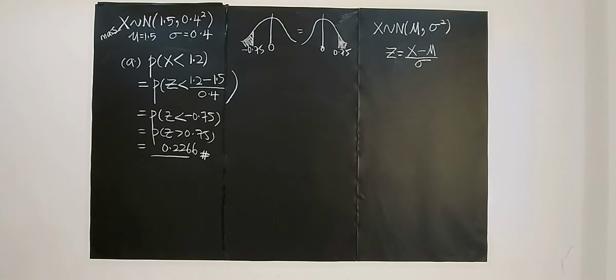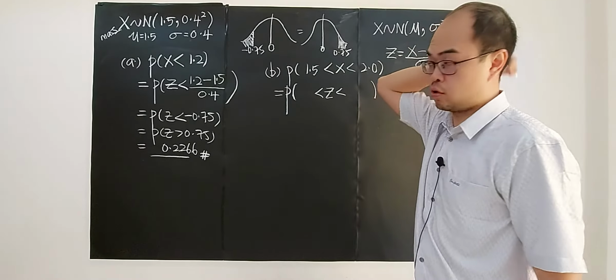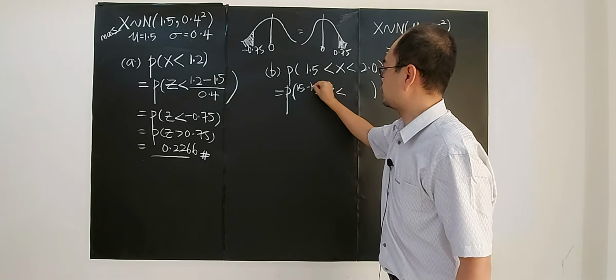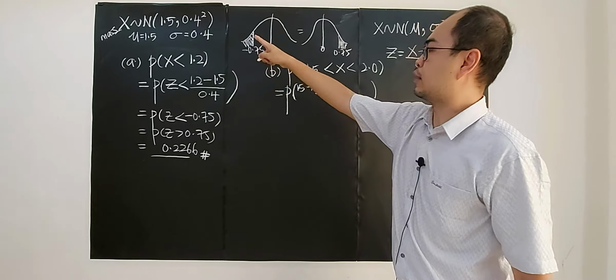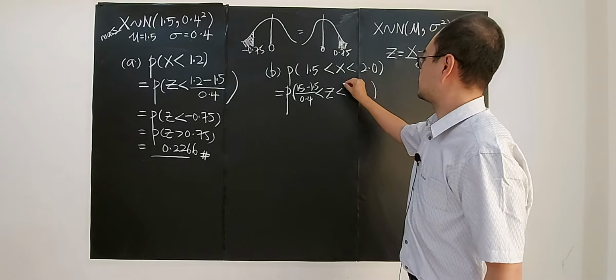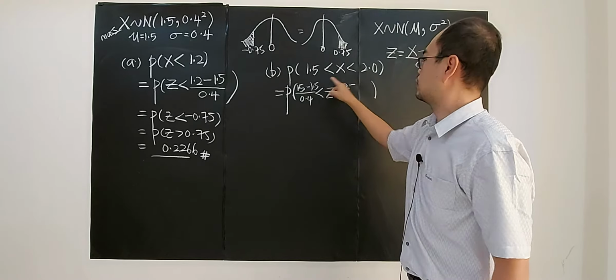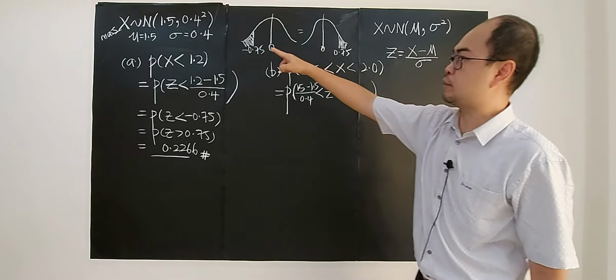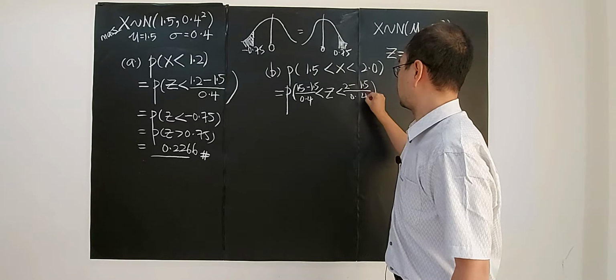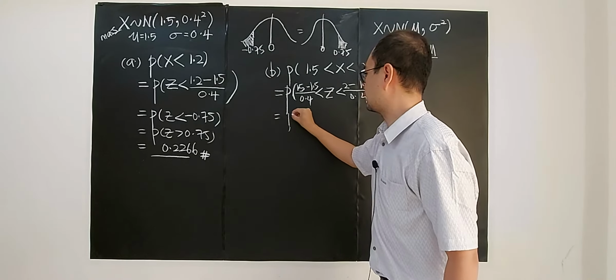It's the range. To find the probability for a normal distribution, you have to standardize the score. So I take 1.5 minus the mean, 1.5, divided by 0.4, and 2 minus the mean, 1.5, divided by 0.4. So you are getting the Z values.